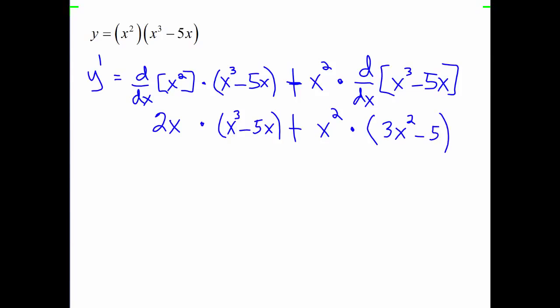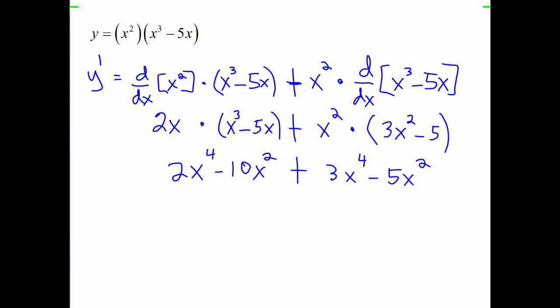And then what you want to do is make sure you finish simplifying this problem. We're going to multiply 2x times this, so we're distributing. That'll give us 2x to the fourth power minus 10x squared, plus, same thing over here, we distribute the x squared to this and this. We get 3x to the fourth minus 5x squared.